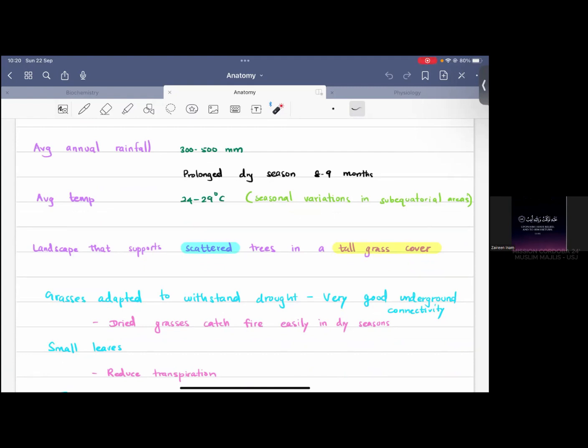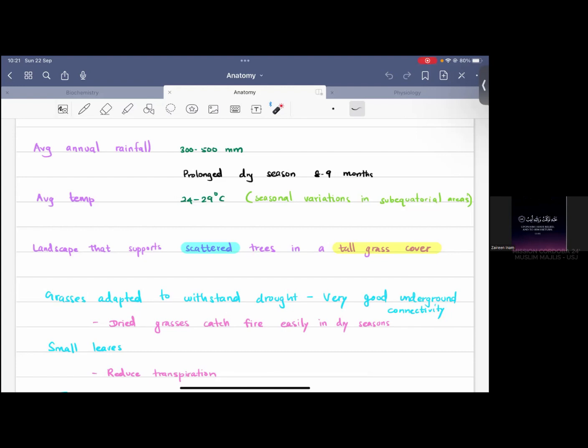Okay, so we know 24 to 29 degrees Celsius we had somewhere else also. Not 24 to 29, that was 25 to 29. Okay, that's fine. However, in sub-equatorial areas, there will be some seasonal variations. So it's not exact. There can be some seasonal variations also. But this is the normal thing you have to remember.